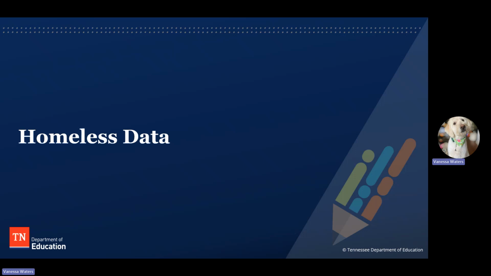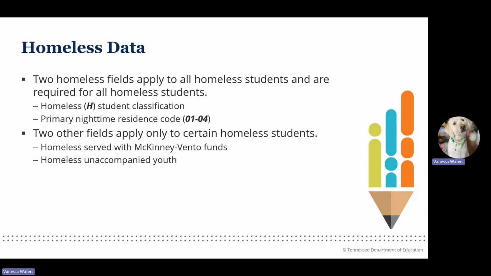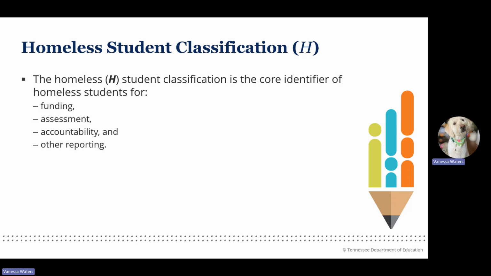So let's look at some homeless data. Based on updated guidance from ED and SEA's collection of homeless data, there are now only 2 homeless fields applied to all homeless students. They are required when classifying homeless students. First, H is used to classify homeless students. And second is primary nighttime residence coded 01 through 04. There are 2 other fields that only apply to homeless students served with McKinney-Vento subgrant funds and homeless unaccompanied youth. Let's break that down a little bit further.